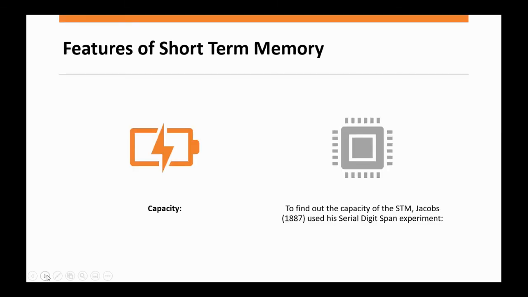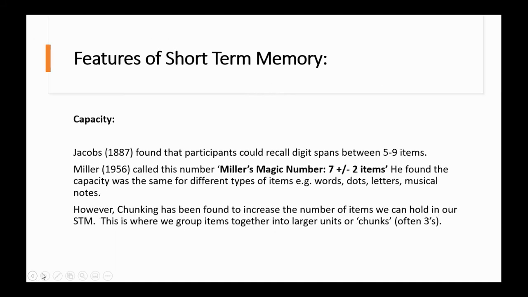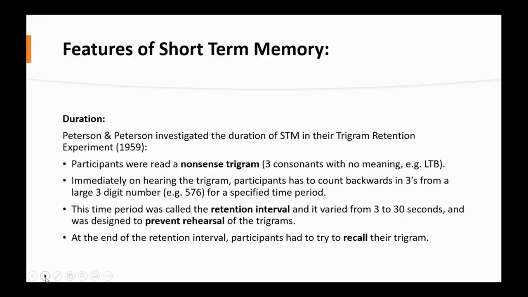The capacity of short-term memory was investigated by some experiments, including Jacobs' experiment, and found that the capacity is small. It's between kind of 5 and 9 items. That's your capacity. You can increase capacity by using chunking. And the duration of short-term memory was investigated by the trigram experiment.